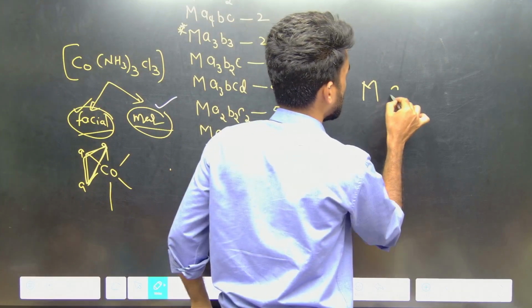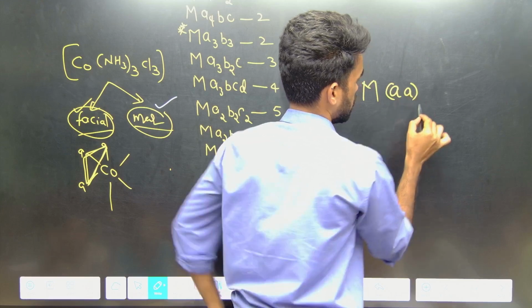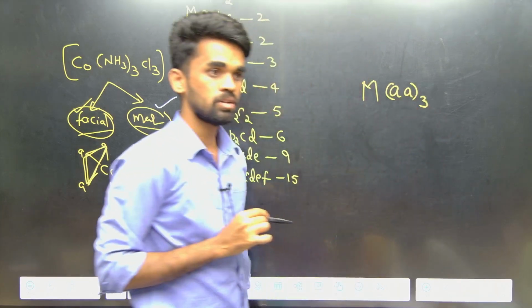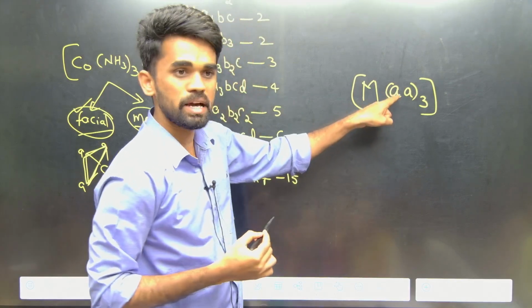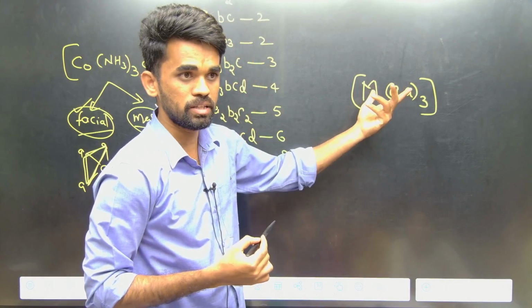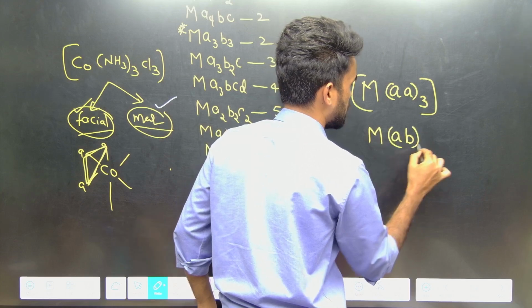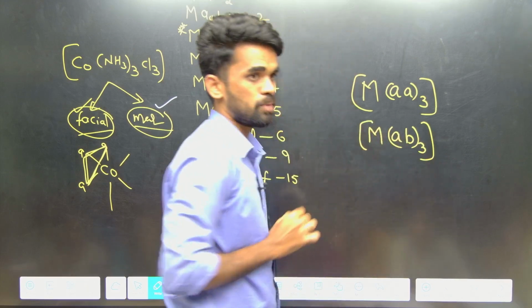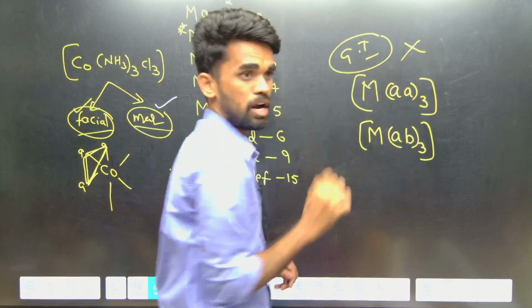So bidentate ligands I can write like MAA3. Is geometrical isomerism possible in this case? All of them are A's only now. We cannot differentiate them. So not possible. Next, MAB3, is it possible here? Here also not possible. Geometrical isomerism is not possible.